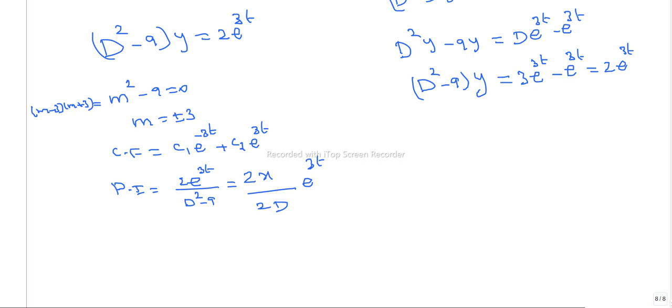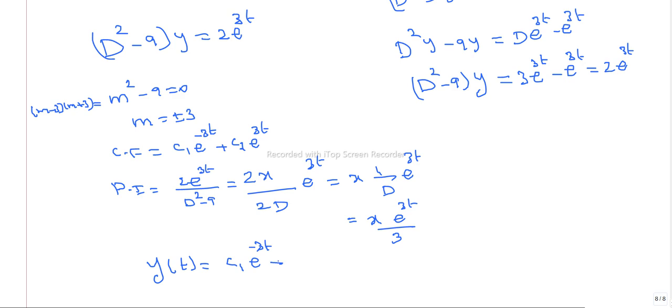We have to differentiate. So 2 cancels, and we have x times 1 by D e power 3t. So it's nothing but the differential operator. Therefore 1 by D is nothing but integration. So x into the integration of this, e power 3t by 3. So this is the particular integral. Therefore the solution y of t is the complementary function plus this one, that is c1 times e power minus 3t plus c2 times e power 3t plus x by 3 times e power 3t.